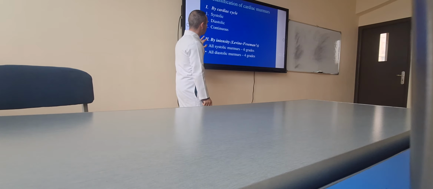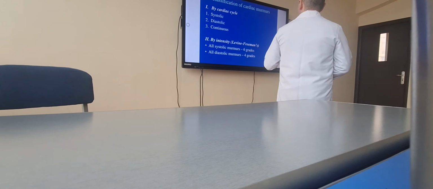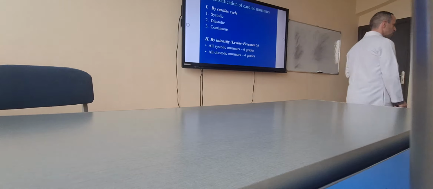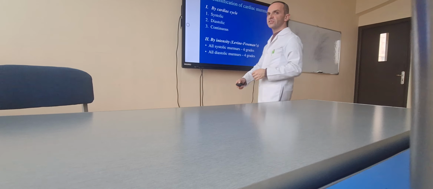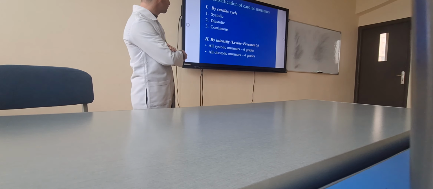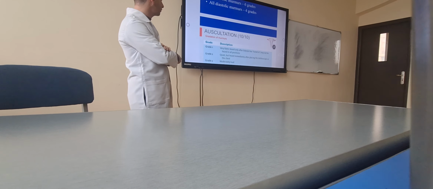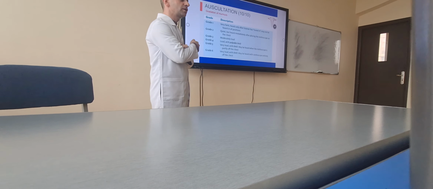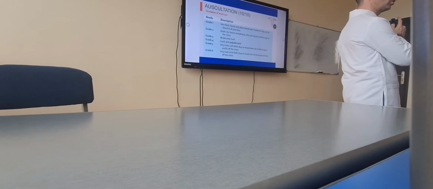Classification of cardiac murmurs we may do by cardiac cycle, by intensity by Levine-Freeman. By cardiac cycle, I told we have diastolic, systolic, systolic-diastolic murmurs. And also they have subphases. For example, early diastolic, late systolic, mid systolic, taking the whole systole, which means holo or pansystolic or pandiastolic.